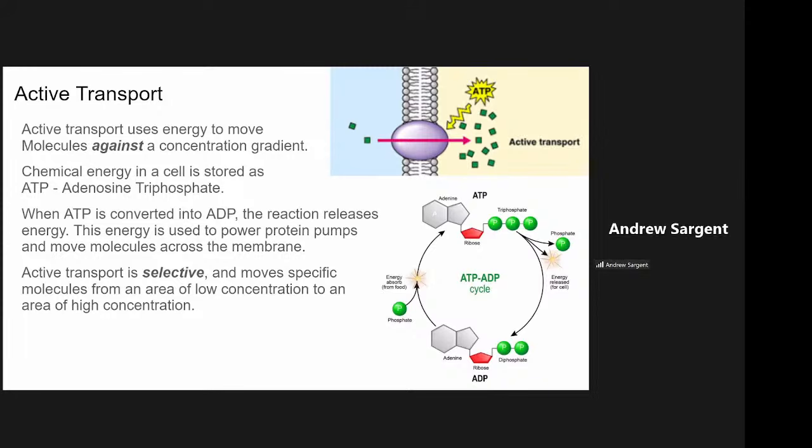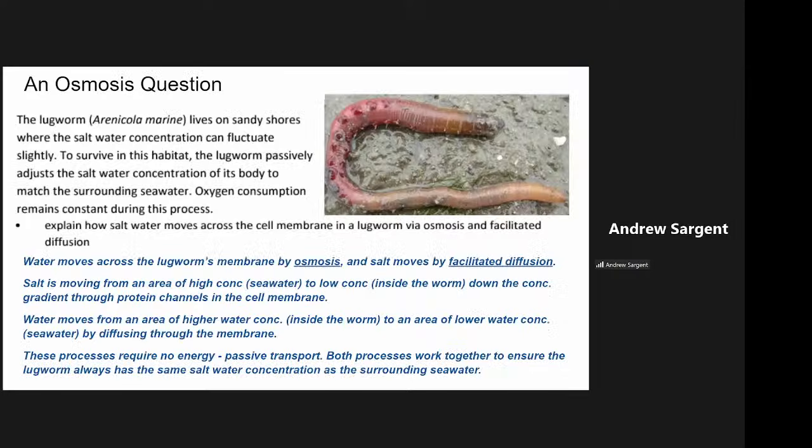And one more. I don't get how the worm gets salt out because the concentration of salt is higher outside.